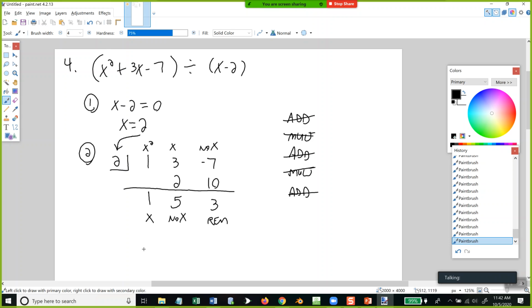So our answer is going to be x plus 5 plus you put the remainder over what you're dividing by. And that's our answer. Questions on that?